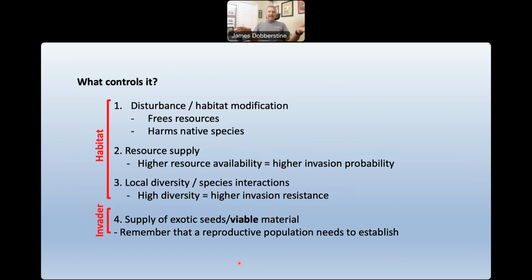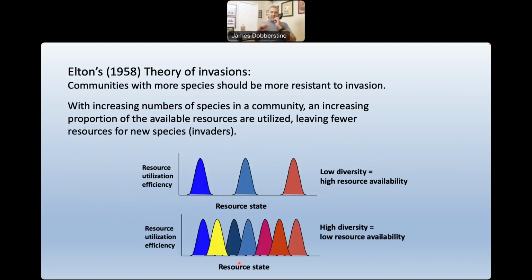And in some cases, in fact, I would suggest in most cases, it's completely accidental. Nobody said we want to bring this here and we want to establish this thing here. Not always. Now, sometimes there are. Well, I'll share a case with that where there was an intention behind it. There is a theory dating back to the 1950s, Elton's theory of invasion, and it said communities with more species should be more resistant to invasion.